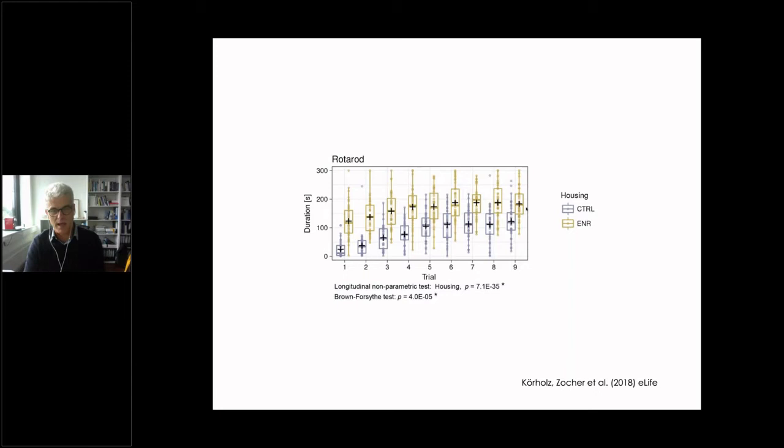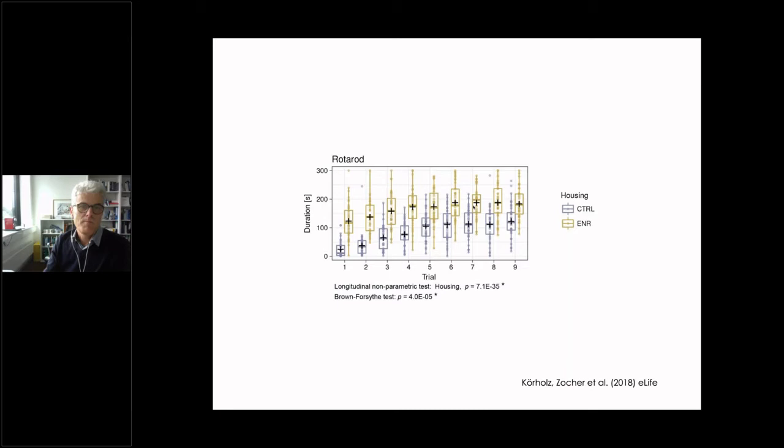But now there is an interesting detail here. When you look at the statistics below, you can see it already. And if you simply look at the figure, you can already see it. Look at the second day. You can see that the range of values for the mice in the control group is much, much lower than for the enriched. And you can look throughout, and by and large, this is the same throughout.